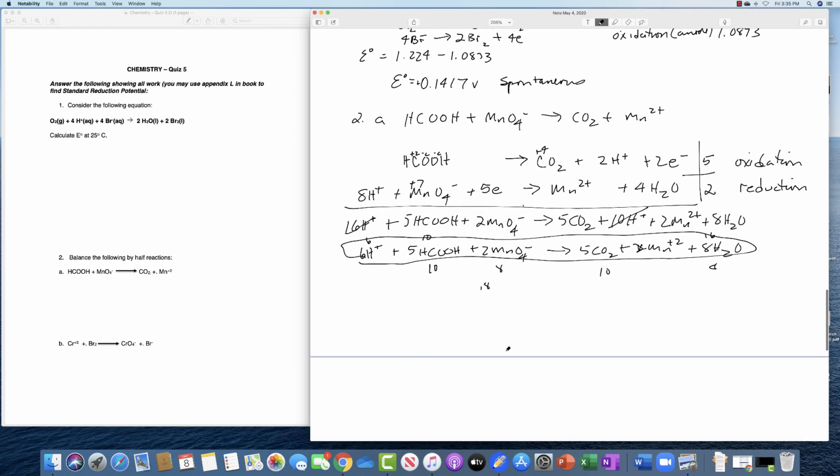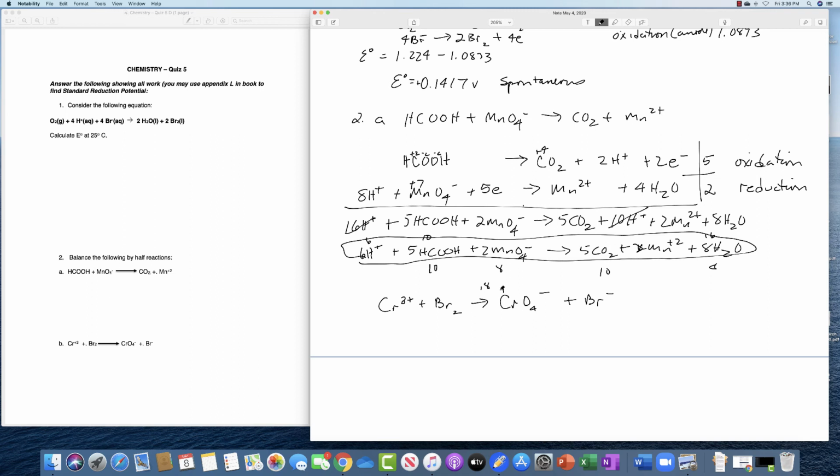The second one, you have Cr3 plus plus Br2 goes to form CrO4 minus plus Br minus. Okay? Now, I know that in the book this is -2, but for the purposes of this exercise, you don't have to fix that. You should do it just as it's written here.